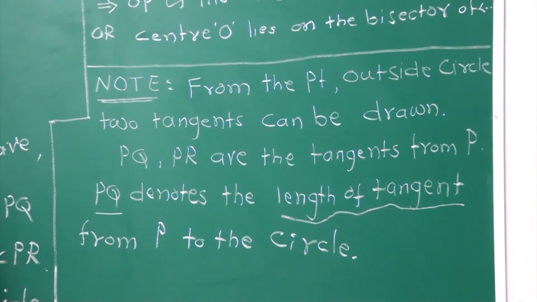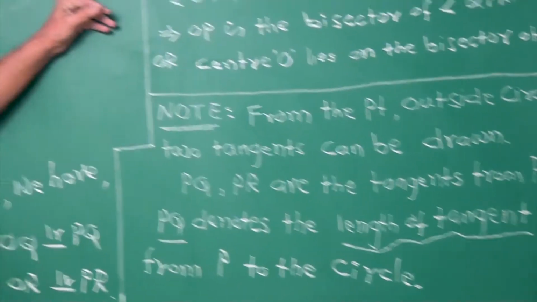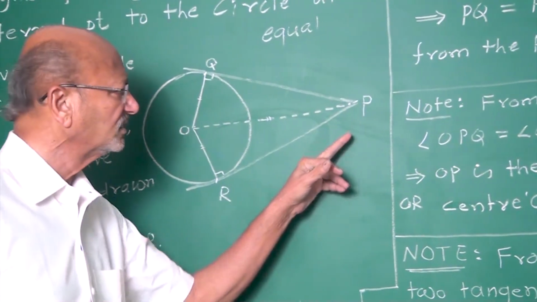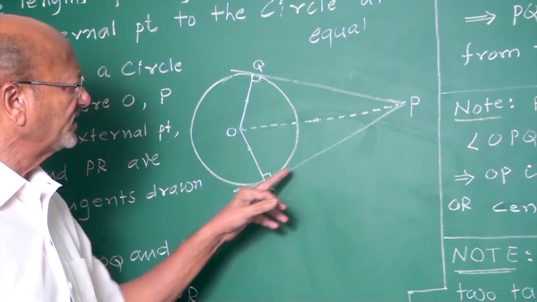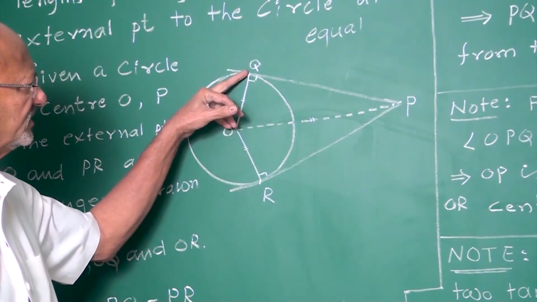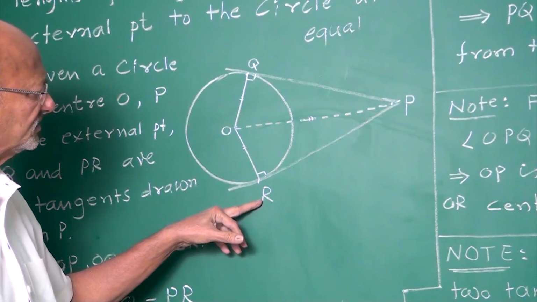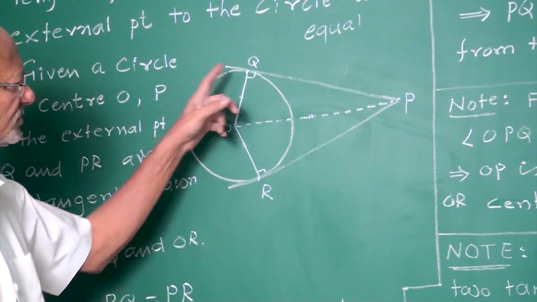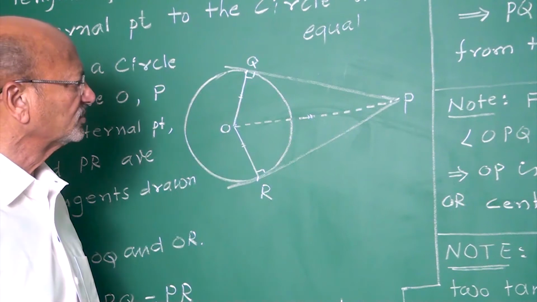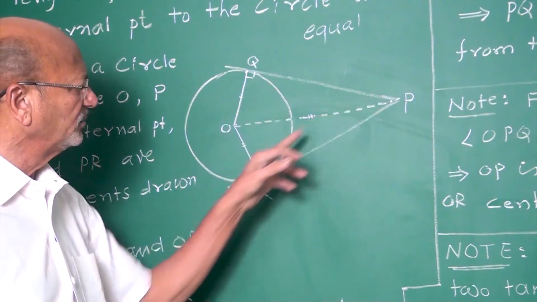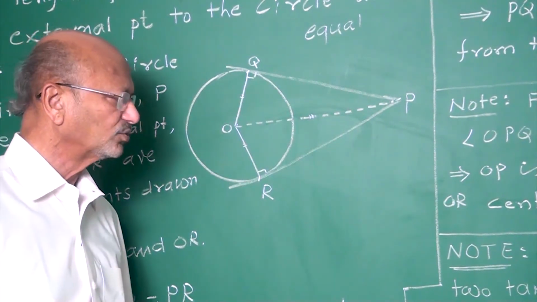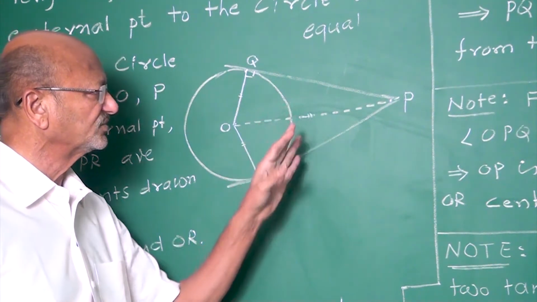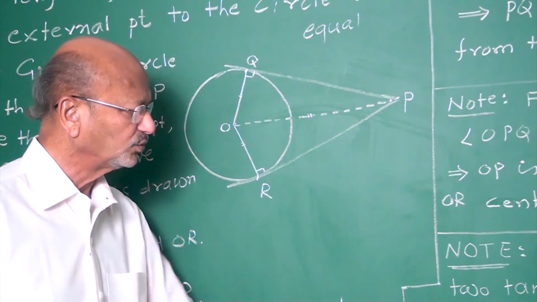Remember, from a point which is outside the circle, we can draw two tangents to the circle. One tangent is at Q, another tangent is at R. PQ and PR are the two tangents to the circle. These PQ and PR are also called the lengths of the tangents. This is one note.